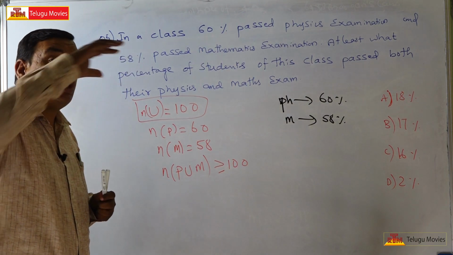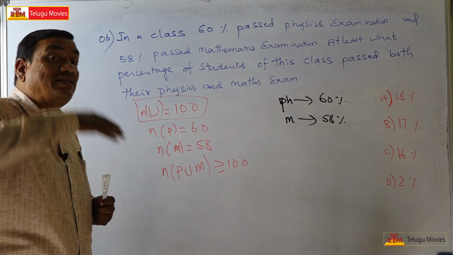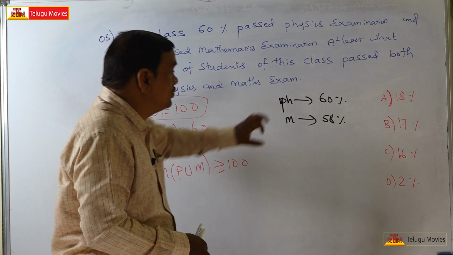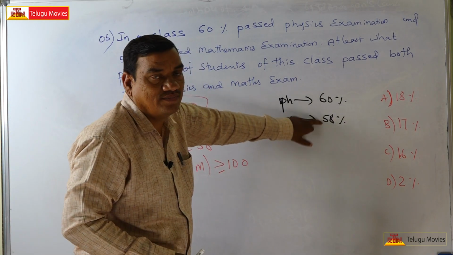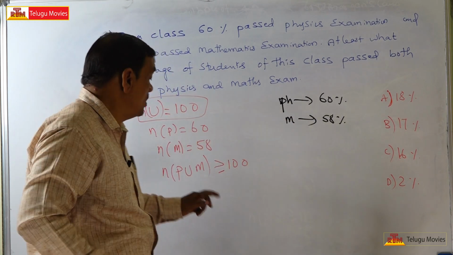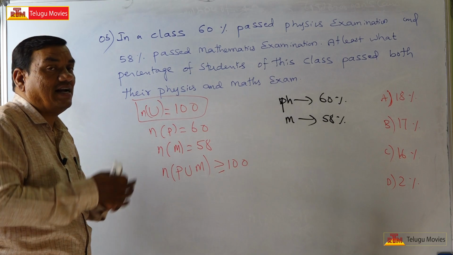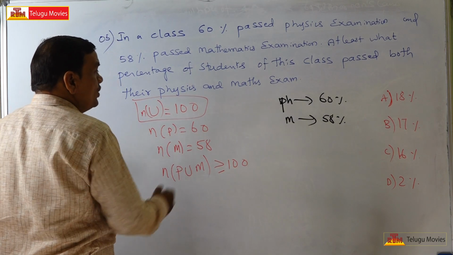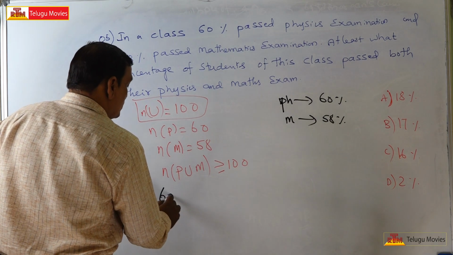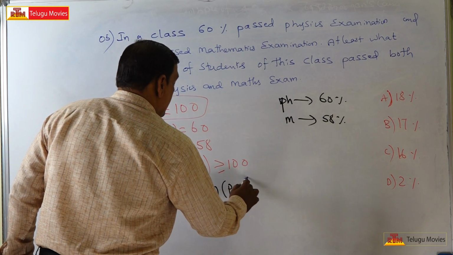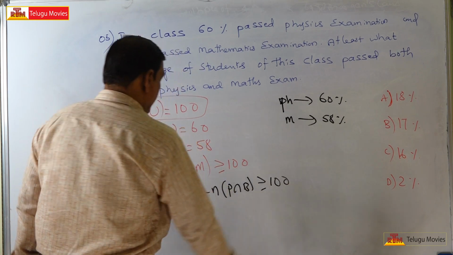But in the total school, more than 100 students are there. Of the 100 students, which we are considering here, but the total school has more than 100 students. Now, probability of P, so n of P union M is equal to what? This is 60 plus 58 minus n of P intersection M, greater than or equal to 100.